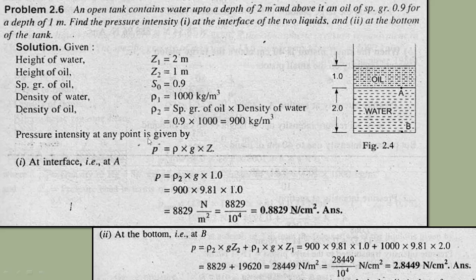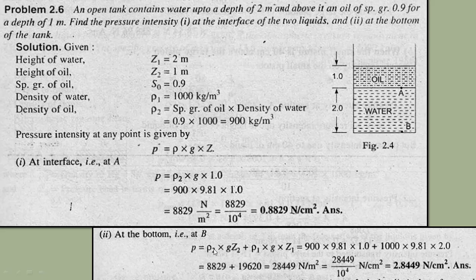Pressure intensity at any point is given by P is equal to rho into G into Z. At the interface, that is at A, P is equal to rho 2 into G into Z2, which is 1. 900 is the density of oil, and G's value is the same. So it will be 8829 Newton per meter square, which is equal to 8829 divided by 10 raised to 4 Newton per centimeter square.